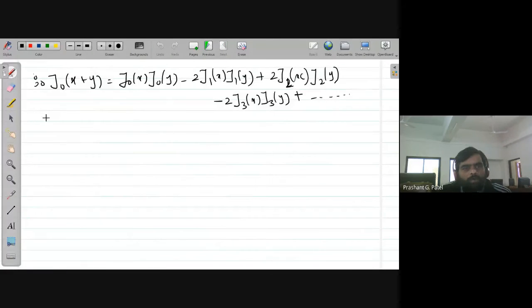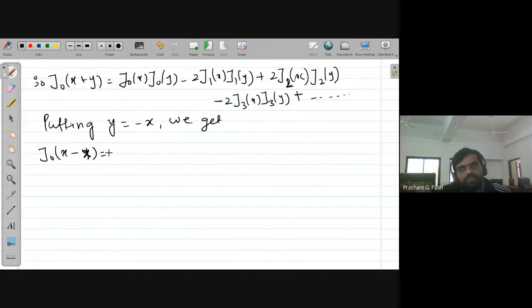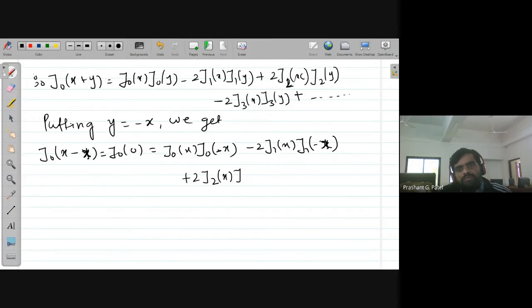So now by putting y equal to minus x, we get J0 at x minus x, which is J0 at 0, equal to J0 at x, J0 at minus x, minus 2 J1 x, J1 at minus x, plus 2 times J2 at x, J2 at minus x, minus 2 J3 x, J3 at minus x, and so on. Now note that, what will be Jn if n is odd and n is even?